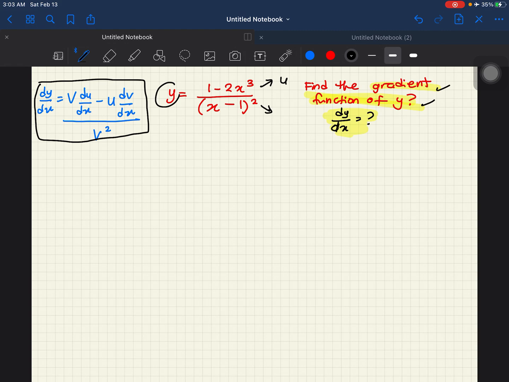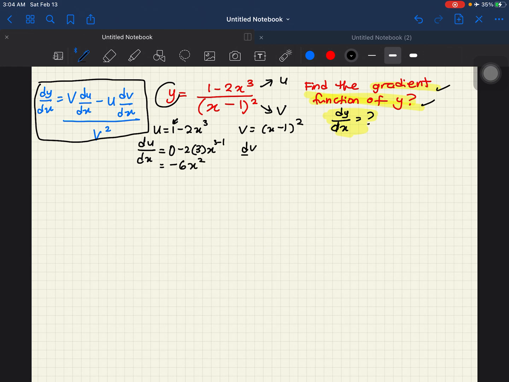So, the numerator will be u, the denominator will be v. So, u is equals to 1 minus 2x power of 3 and v is equals to x minus 1 square. So, let's differentiate this together. So, du over dx is equals to satu dah tiada, differentiate. We differentiate with respect to x. There's no x there, right? So, it will be 0. Minus 2, I take out 3. I take down my 3 because we are reducing the power, right? 3 minus 1. So, it will be negative 6x power of 2.